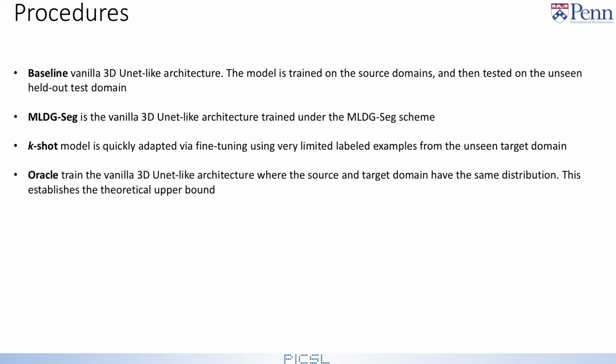Once the MLDG-Seg model has been trained on source domains, it can be quickly adapted via fine-tuning using very limited label examples from the unseen target domain. The weights of the encoder and bottleneck layers of the 3D U-Net-like architecture were frozen in the K-shot learning experiments for fine-tuning. To establish a theoretical upper bound on segmentation accuracy, we train the vanilla architecture using labeled examples from the target domain and then test on held-out examples from the target domain. This is presumably the easiest task since the training and test domain distributions are similar. However, in our relatively small datasets, the amount of available data for the Oracle experiment is smaller than for the domain generalization experiments. So, Oracle performance reported in the paper should be read with caution.